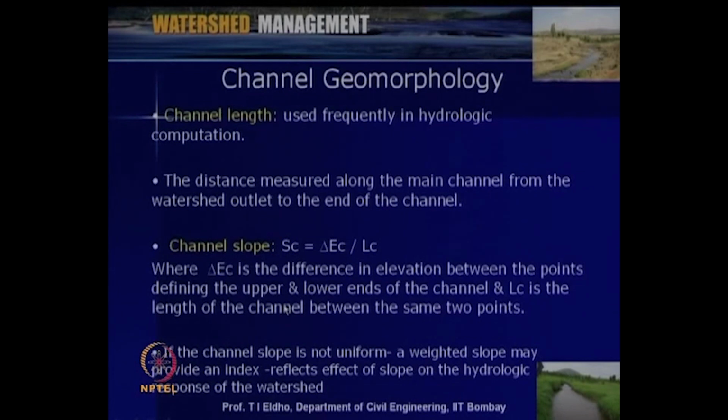And in most watersheds, due to heterogeneity, the channel slope will keep on changing. If the channel slope keeps on changing from one point to another point, then we can take somewhat an average of the channel slope. So, if the channel slope is not uniform, a weighted slope may provide an index that reflects the effect of slope on the hydrological response of the watershed.